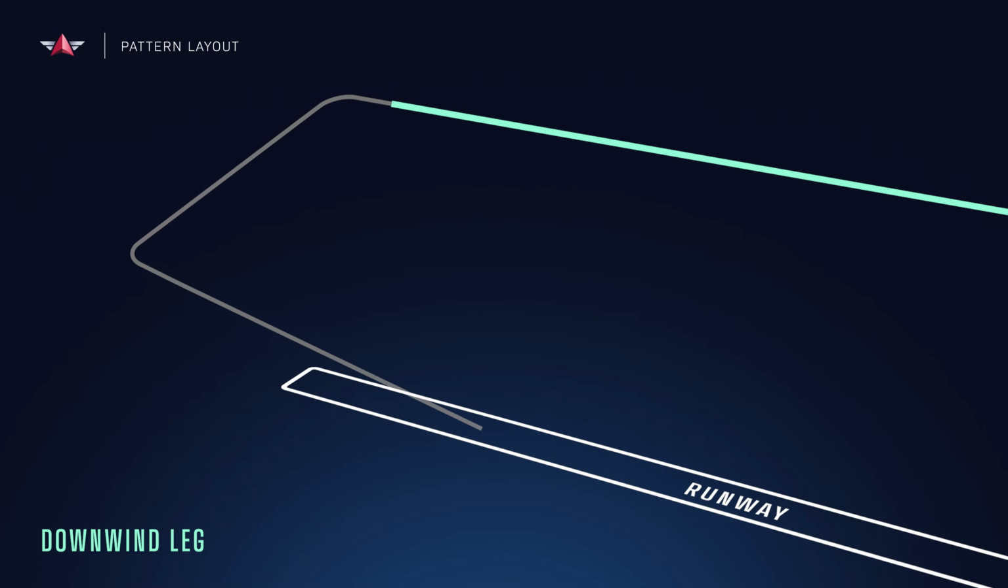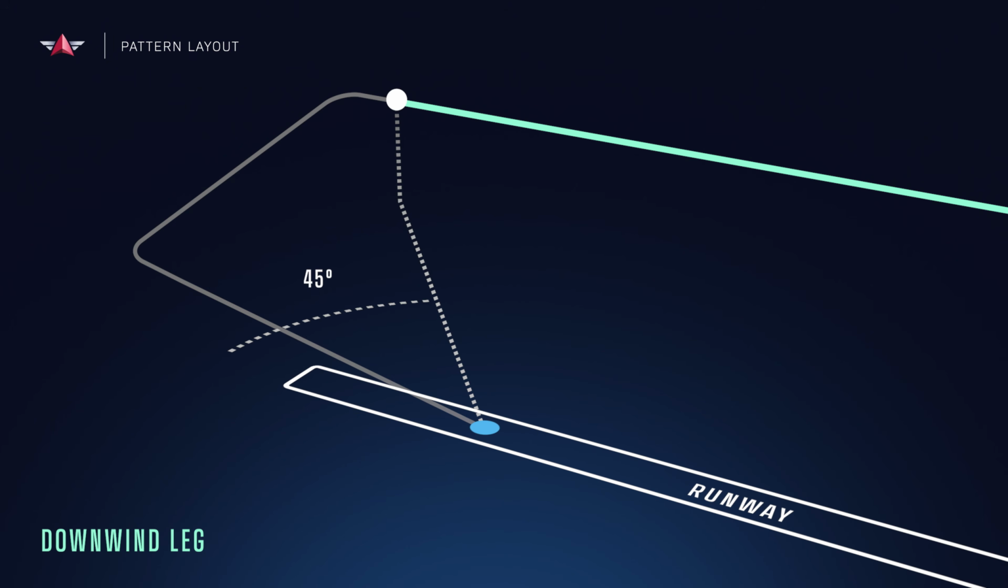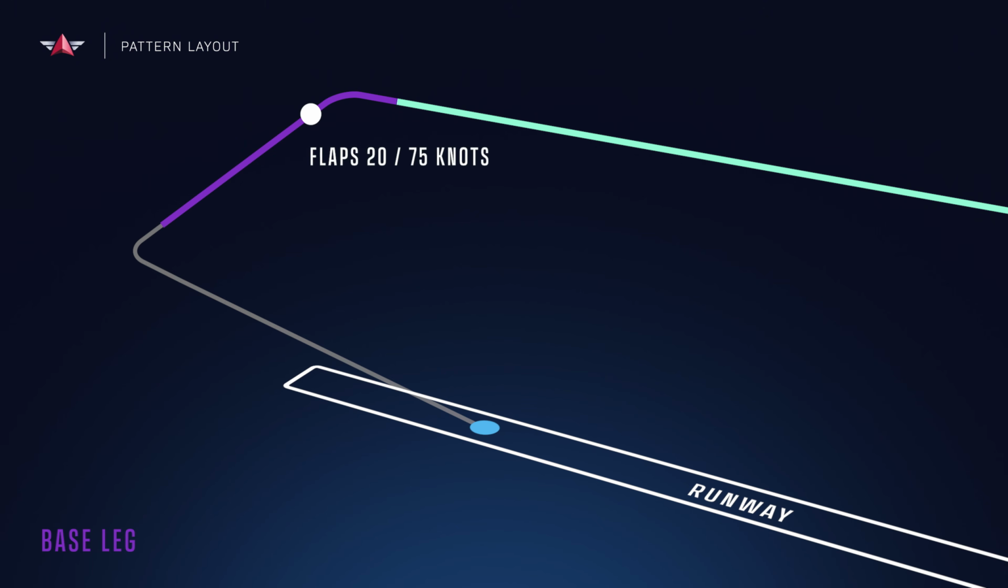In the latter part of the downwind, we will be abeam the touchdown point. And at this position, we will start configuring the aircraft for landing, including extending flaps and reducing the airspeed. We will continue on the downwind until we are at a roughly 45-degree angle off the runway, like this. At this point, it is time to turn once again. The next leg is called the base leg. In the turn to the base, we initiate our descent, and once on the base, we select further flaps.